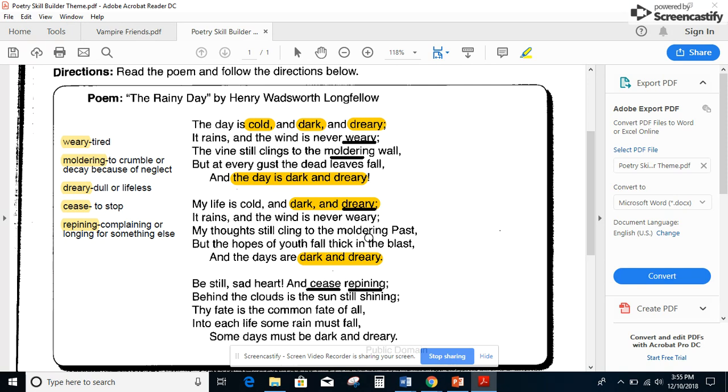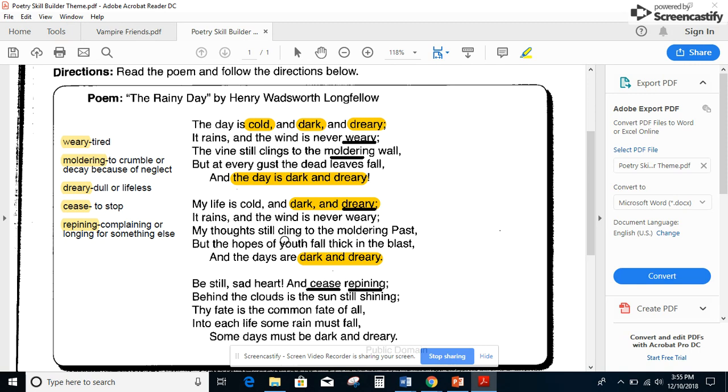So instead of repeating that third line that we have in the first stanza, we're not talking about a vine anymore, we're talking about his thoughts. And it said the thoughts are clinging to the moldering past instead of the vine clinging to the wall. So thoughts aren't really a living thing that can hold on to something. So we know he means this kind of as a comparison, okay?